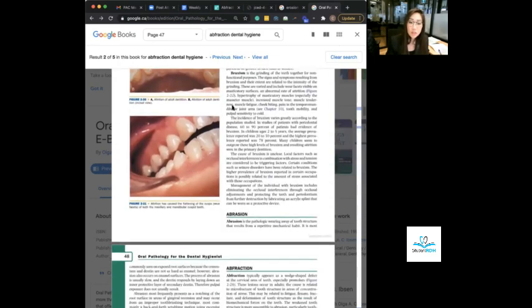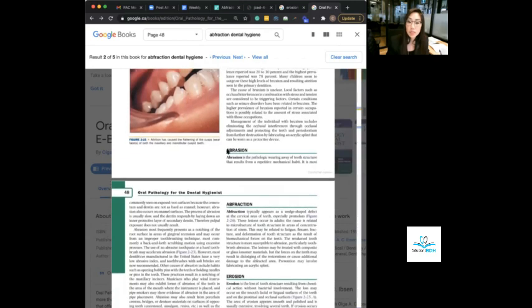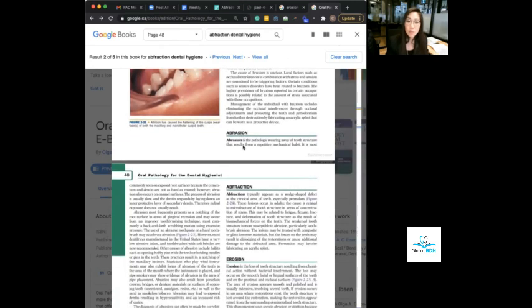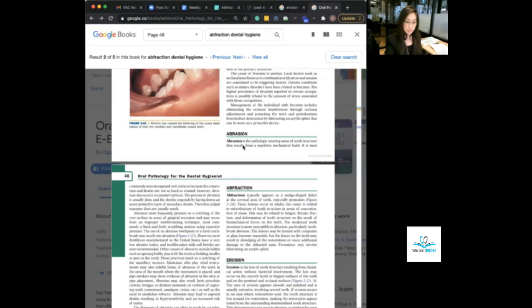Okay, another thing we have to look at here is abrasion, as you can see over here. Now, abrasion, B for brush. For example, your toothbrush, and you brush a little too hard, okay? So it is this mechanical wear that is happening.